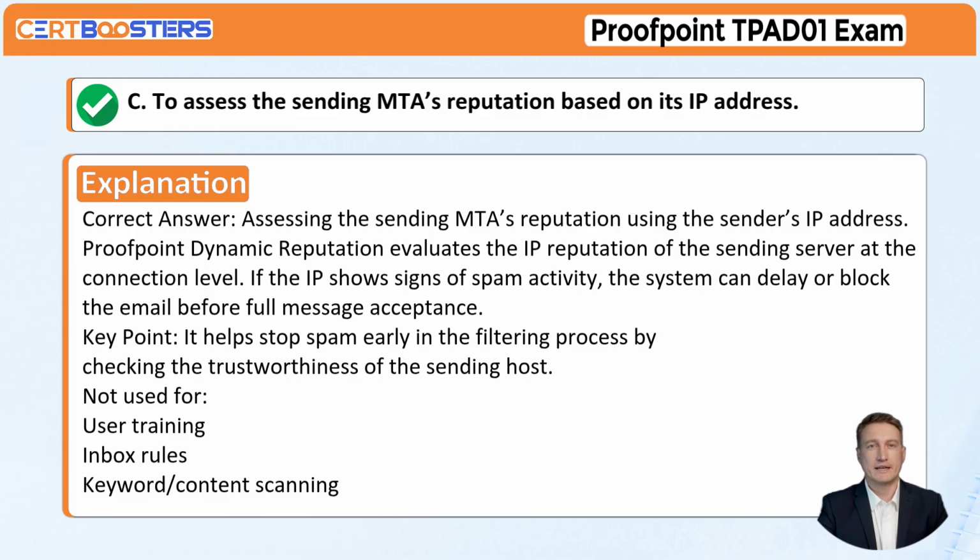Explanation: correct answer: assessing the sending MTA's reputation using the sender's IP address. Proofpoint Dynamic Reputation evaluates the IP reputation of the sending server at the connection level. If the IP shows signs of spam activity, the system can delay or block the email before full message acceptance. Key point: it helps stop spam early in the filtering process by checking the trustworthiness of the sending host. Not used for user training, inbox rules, or keyword content scanning.